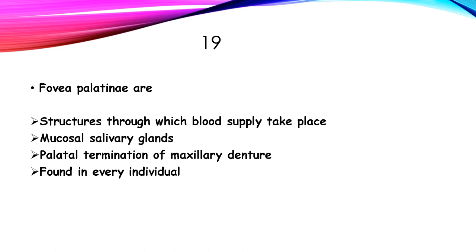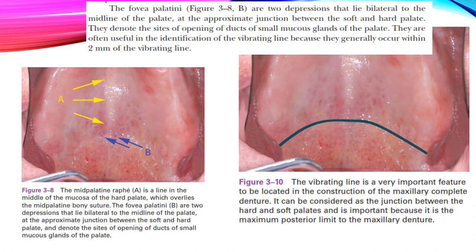What are the foveae palatinae? The options are structures through which blood supply takes place, mucosal salivary glands, palatal termination of the maxillary denture, or found in every individual. The foveae palatinae are two depressions that lie bilateral to the midline of the palate at the approximate junction between the soft and hard palate, and they denote the sites of opening of the ducts of small mucous glands of the palate. They are often useful in the identification of the vibrating line because they generally occur within 2 mm of the vibrating line.